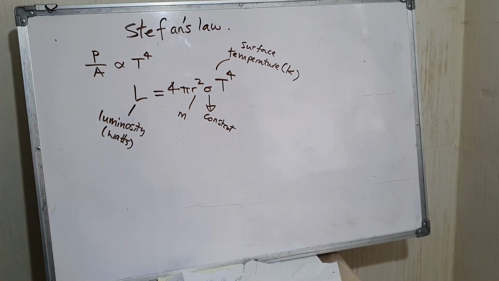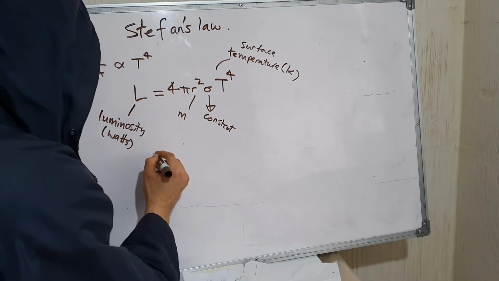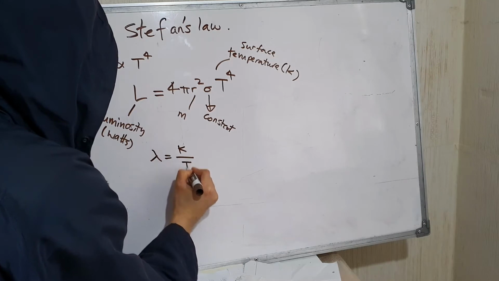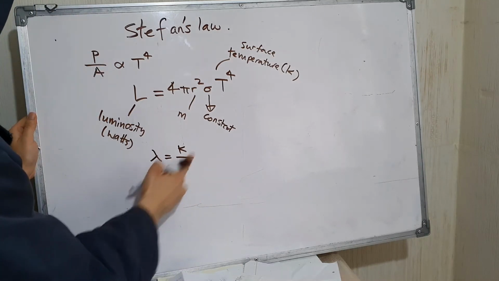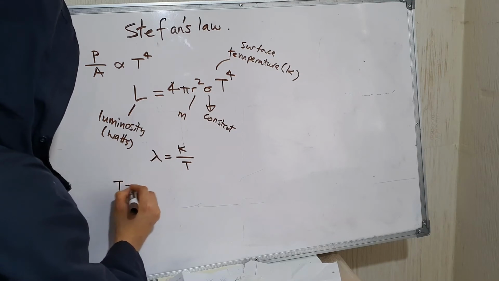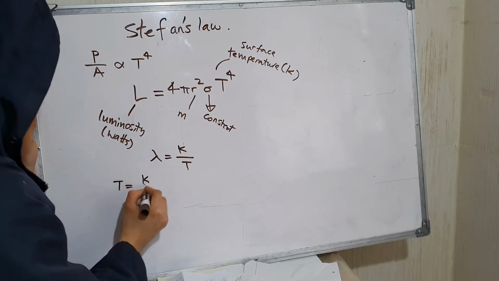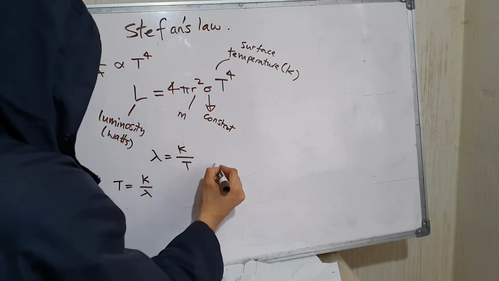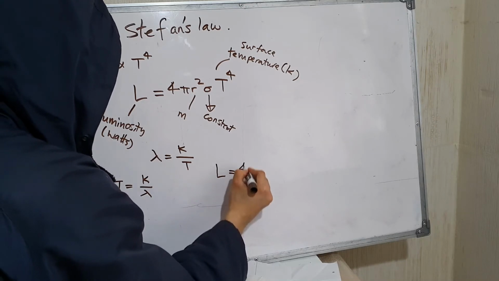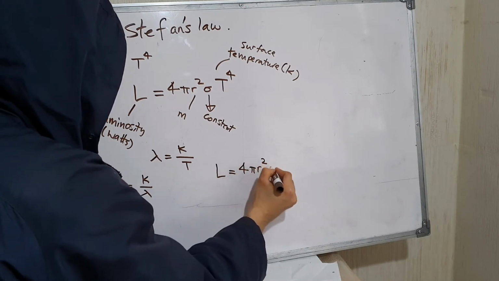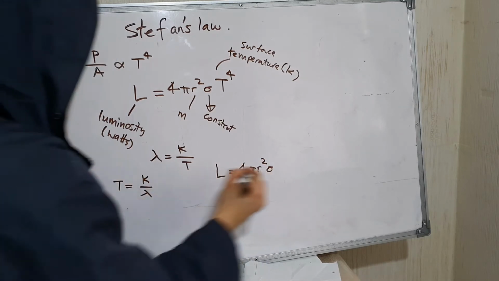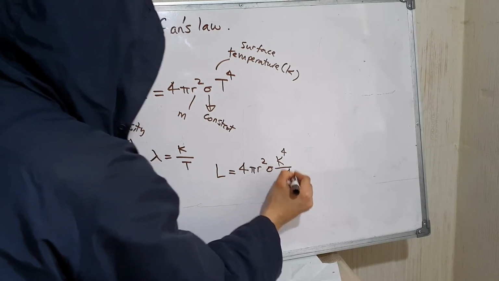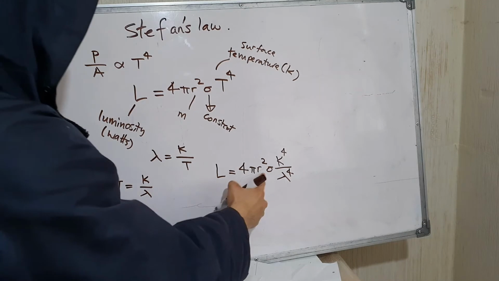Now we can merge the previous equation. The previous equation was lambda is equal to the constant divided by T. Let's eliminate T and rearrange for T. So T is equal to K over lambda. If we substitute that into here, you get L is equal to 4 pi r squared sigma K to the power 4 divided by lambda to the power 4. And you can work out R. So let's rearrange for R.